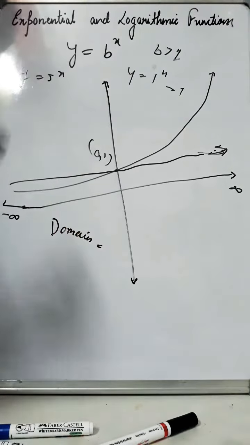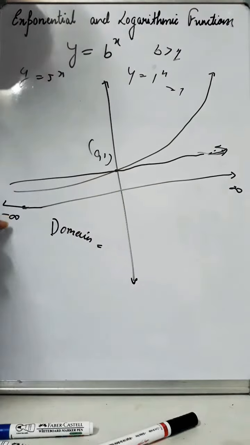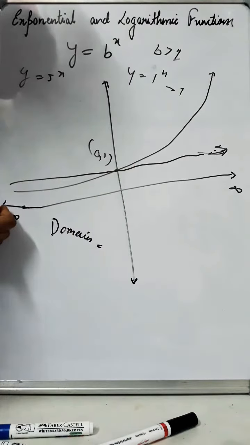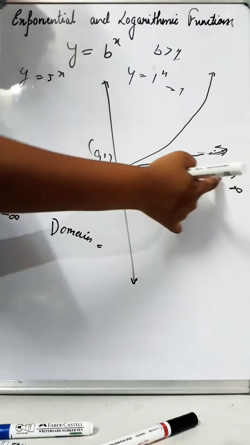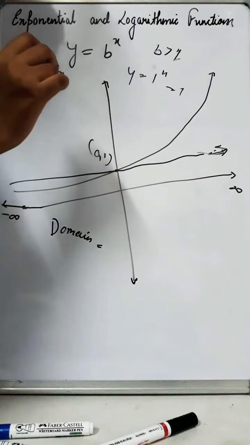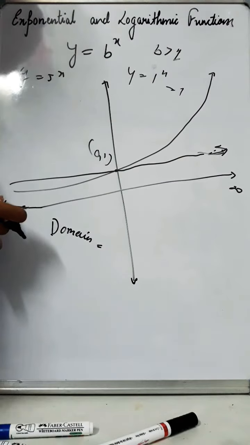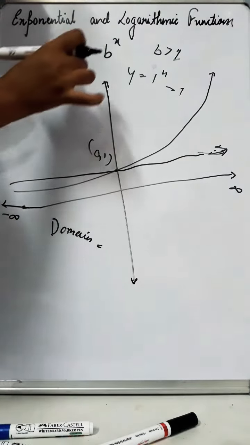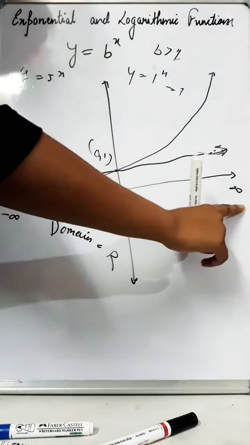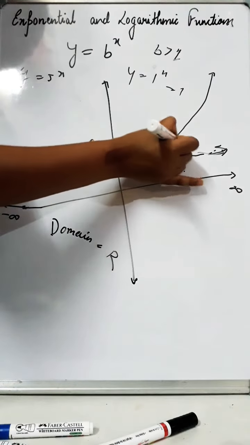Domain means all the values of x for which the graph exists. You see this graph is valid on all the values of x throughout the number line. There is no point, no breakage where you will not get any value. Means the graph is continuous throughout the number line. So the domain of your exponential function is the whole real line, minus infinity to infinity. At any point of x you will get some point y.